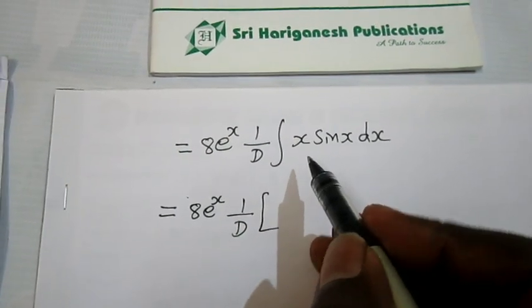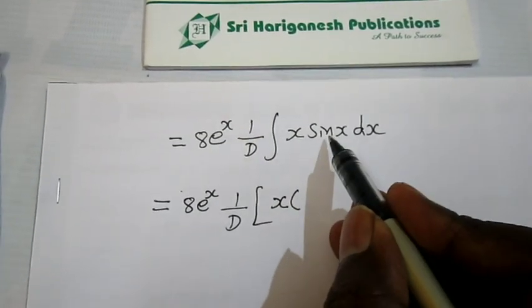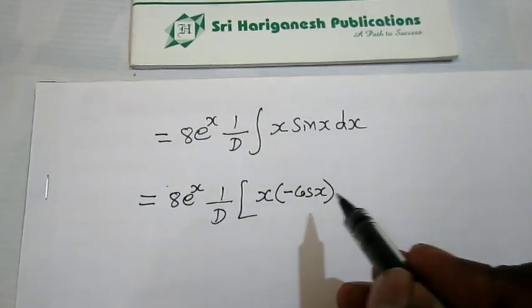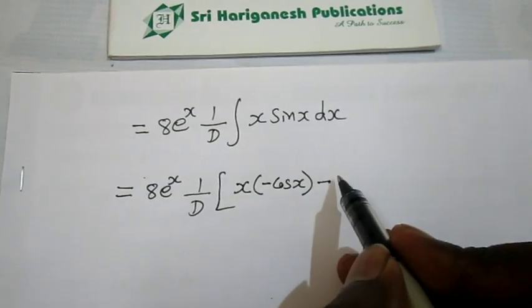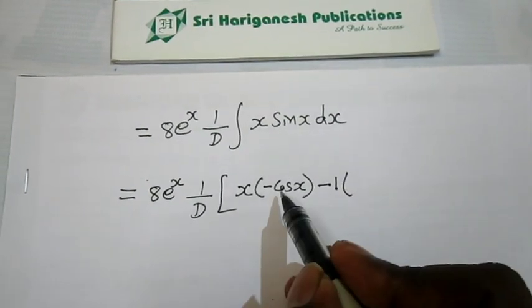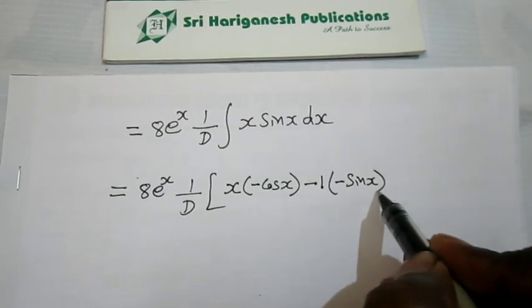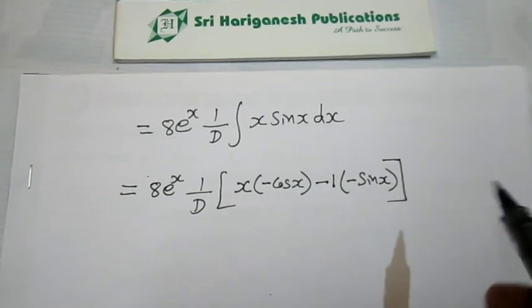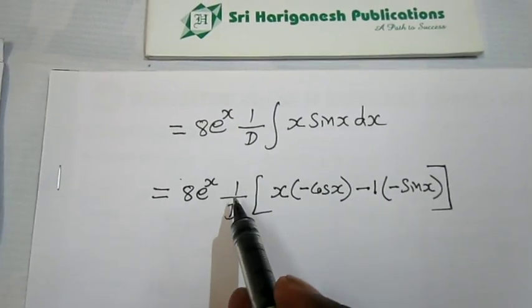What is Bernoulli's method? Take the algebraic term first, integrate the remaining term. The integral of sin x is minus cos x, and alternately plus or minus, plus, next term minus. The derivative of x is 1. Again you integrate: the integral of minus cos x is minus sin x. The next term will be 0 because the derivative of 1 is 0.